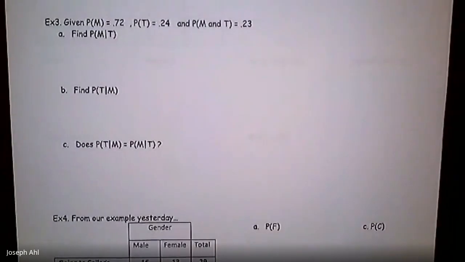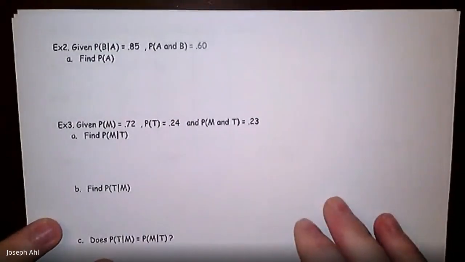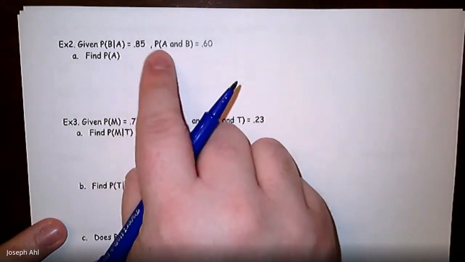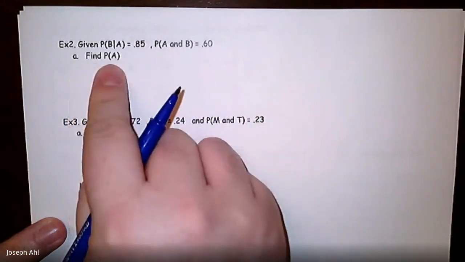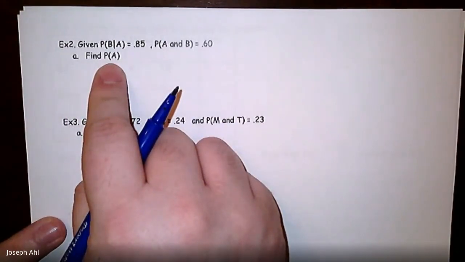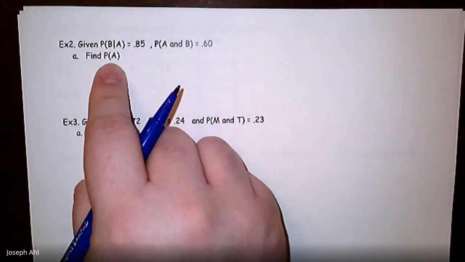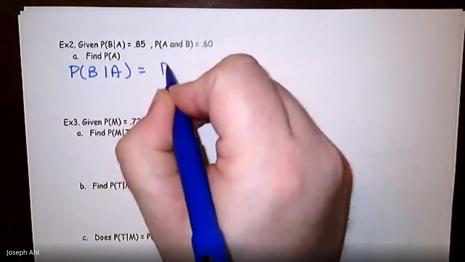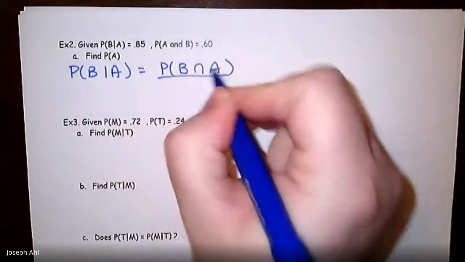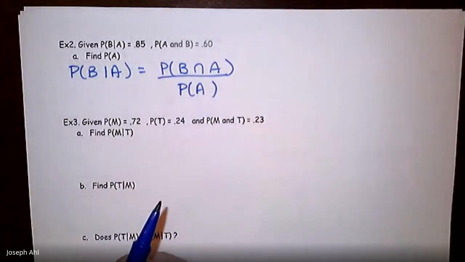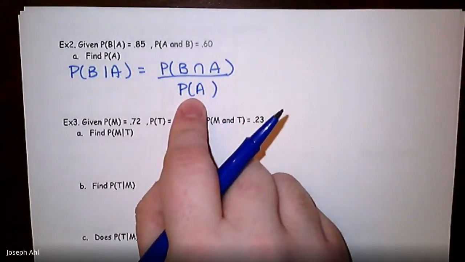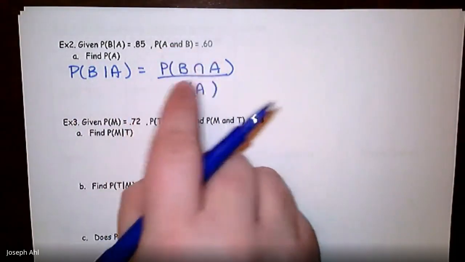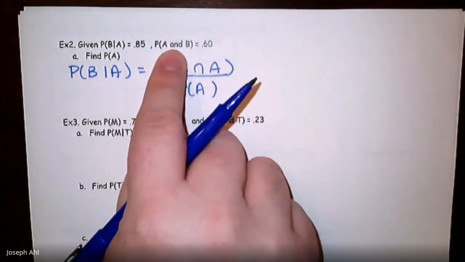Example 2, we're given a conditional probability. The conditional probability of B given A is 0.85. We know the probability of A and B occurring is 0.6. This says to find the probability of A. So first, let's set up the formula. The probability of B given A is the probability of B and A happening divided by the probability of A. The probability of A is what we're being asked to find. So hopefully that means I know the other two things, and if we look up here, we're given both of those. Remember, the probability of B and A is definitely the same thing as A and B.